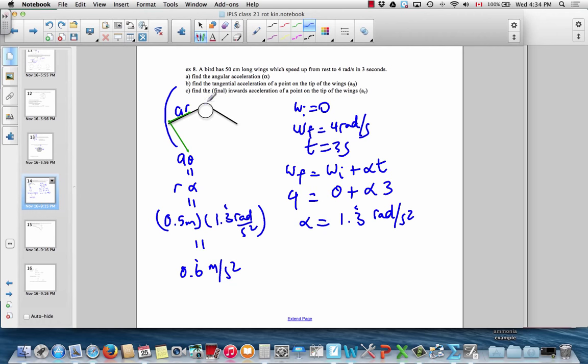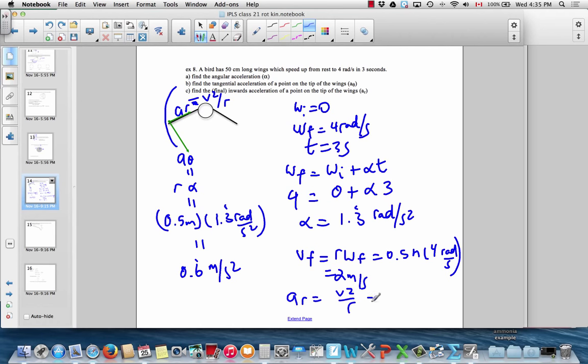There will also be an inwards acceleration, and that is going to be v squared over r. That means we're going to need to know the speed of the wingtips. The speed of the wingtips is changing here, but it asks us for the end of the swing. So for the final velocity, we can do r times the final omega, which is 4 rad per second. And we can say that at that point the wingtip is going at 2 meters per second. So the inwards acceleration v squared over r is 2 squared over 0.5. That's 4 over 0.5. That's 8 meters per second squared.